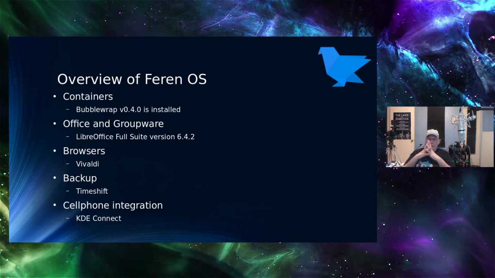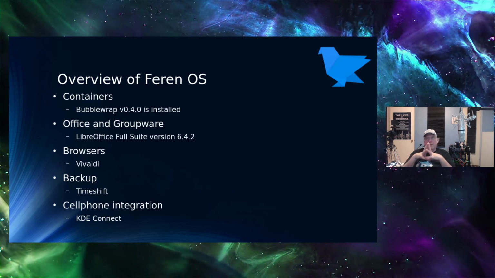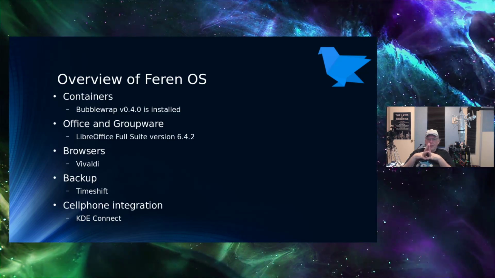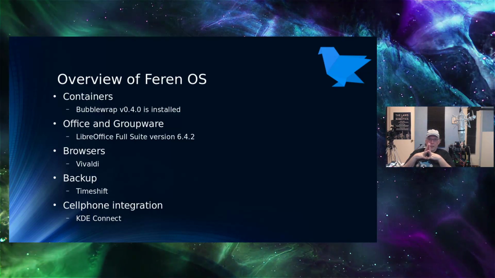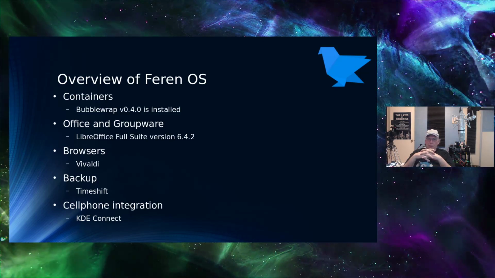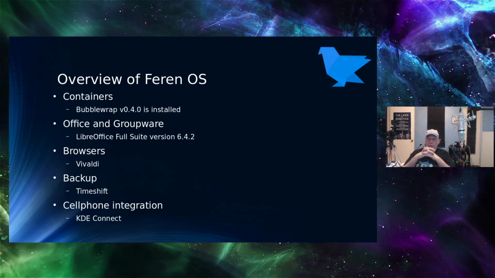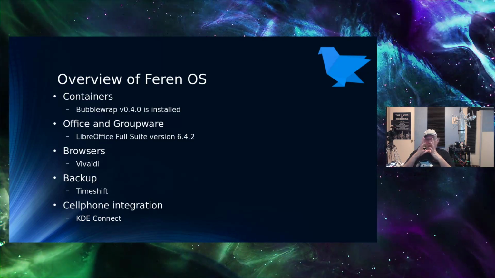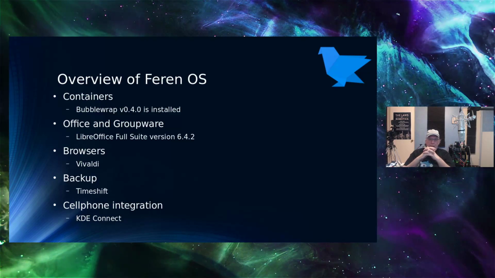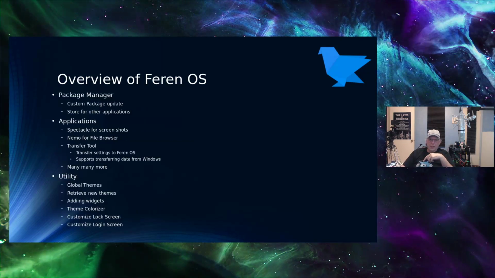Office and Groupware, the LibreOffice full suite is installed, and that's 6.4.2. Although I think they just came out with 7 recently, so I don't know when that's going to start showing up, but it hasn't shown up on my base distro either yet. The browser is Vivaldi, but you do have a number of options that you can install if you wish. Backup, TimeShift is installed by default, as well as Arc. I just singled out TimeShift because I think that's excellent. It is an excellent backup method. Cell phone integration is KDE Connect, and that is for Android phones only.